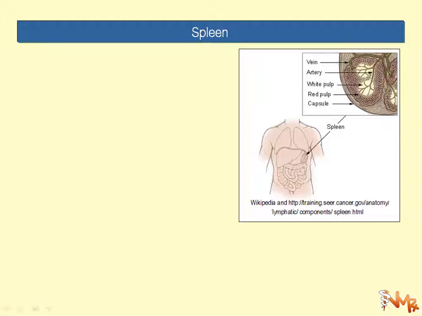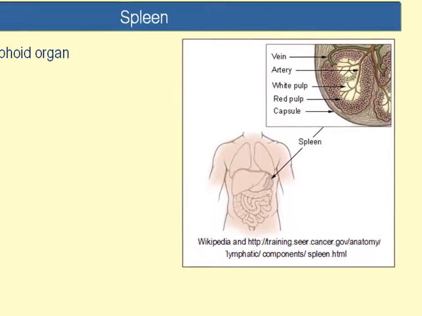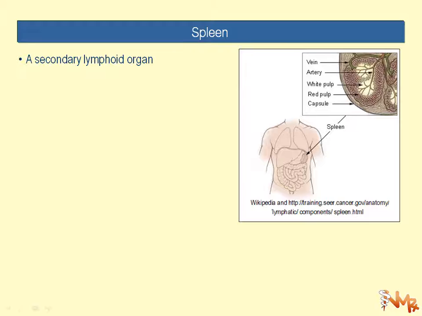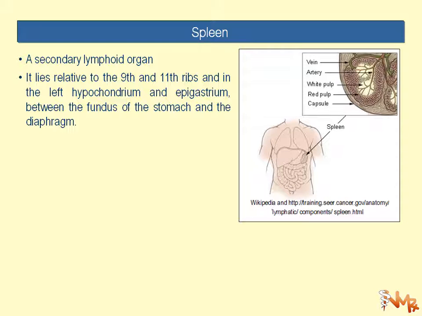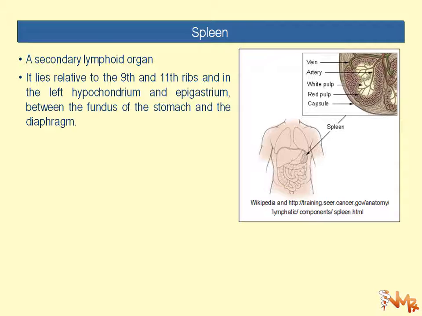This brings us to the spleen. And here I'm showing the diagram of the spleen. We have the white pulp in the center and red pulp on the periphery. And then, as you can tell, the spleen is an encapsulated organ, and it has a firm capsule engulfing it. Spleen is a secondary lymphoid organ. It lies relative to the 9th and 11th ribs and in the left hypochondrium and epigastrium, between the fundus of the stomach and the diaphragm.